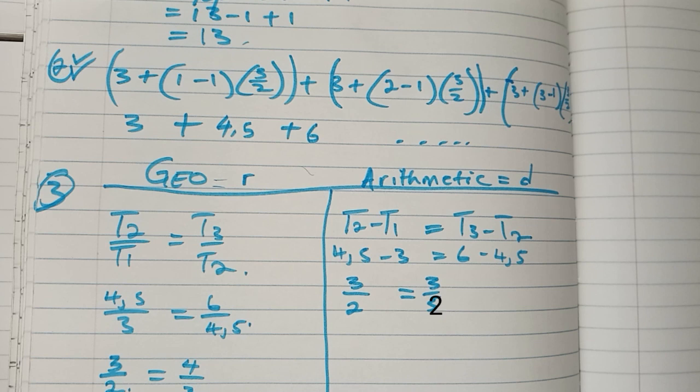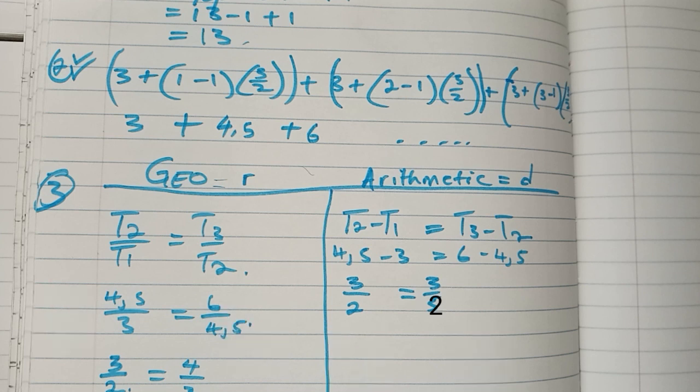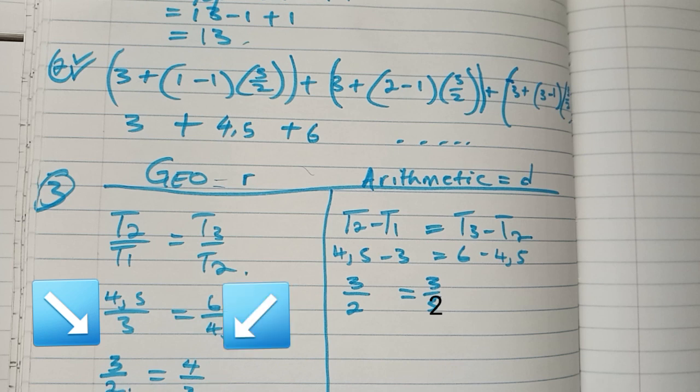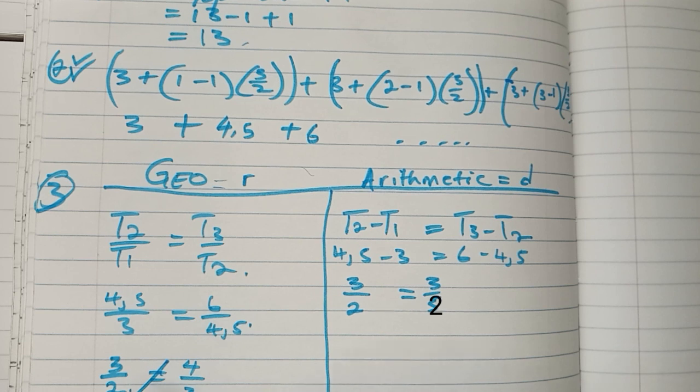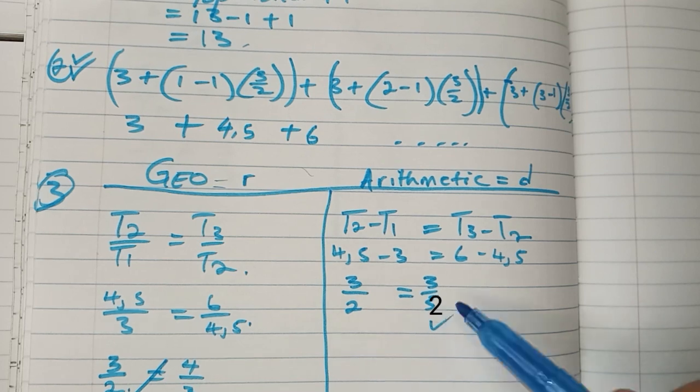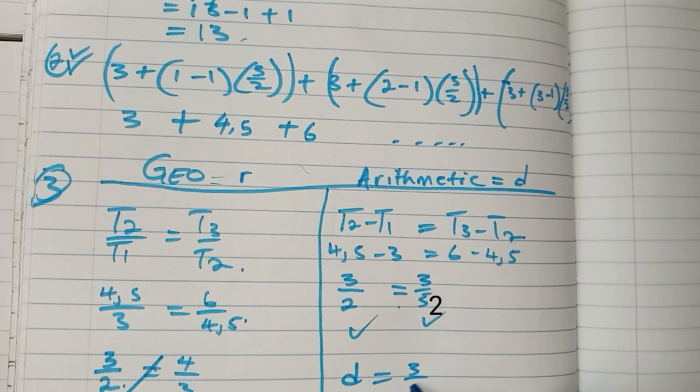Now we are trying to find out if this one is an arithmetic or a geometric series, right? We are going to look at these and try to see if they are the same. If they are not the same, then it means we are wrong, right? So this one is not equal to this one. Now remember, in your exam you can only do one, but if you want to, you can do both. Now it looks like we're winning because this is equal to this one. So our D is equal to 3 over 2.